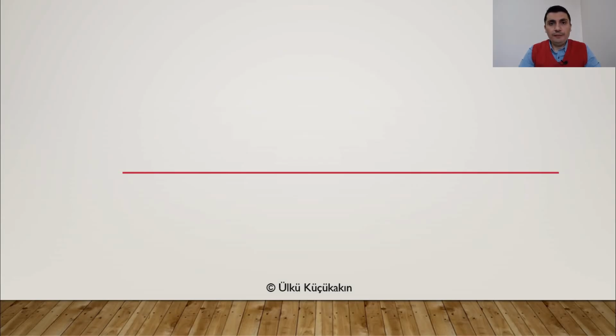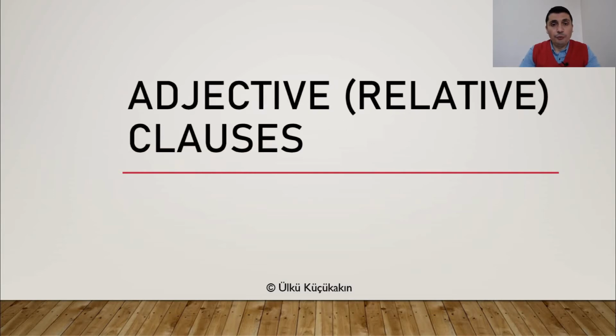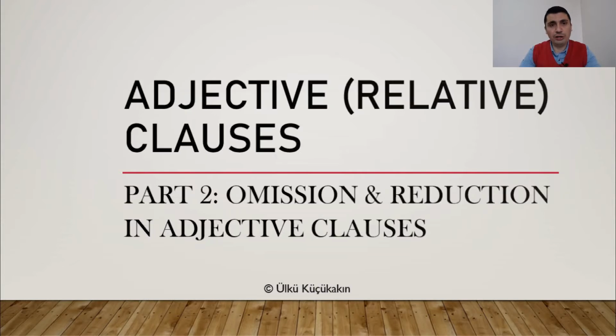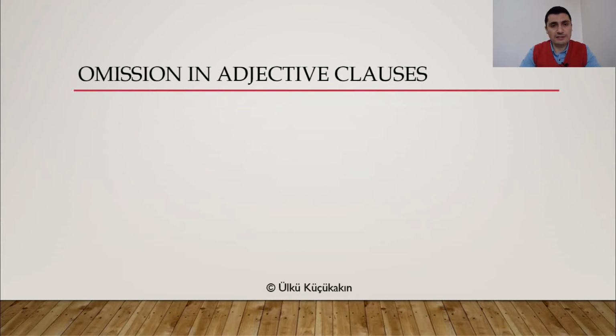Hello everyone. In the second part of our adjective clauses lesson, we are going to talk about omission and reduction in adjective clauses. In other words, how do we make adjective clauses or relative clauses shorter? How do we form short forms of adjective clauses? We are going to cover these points in this lesson.